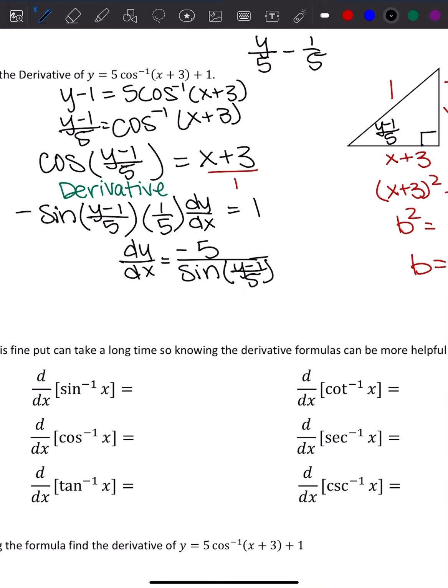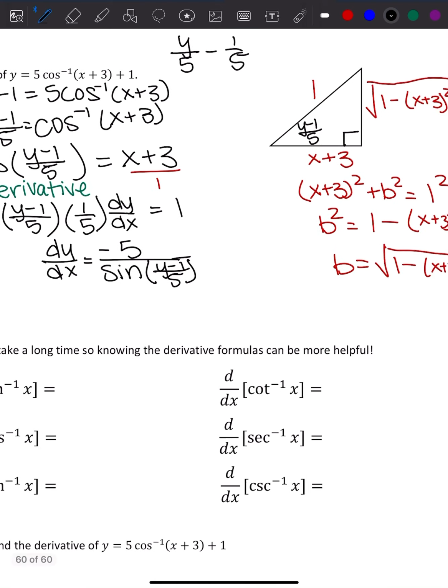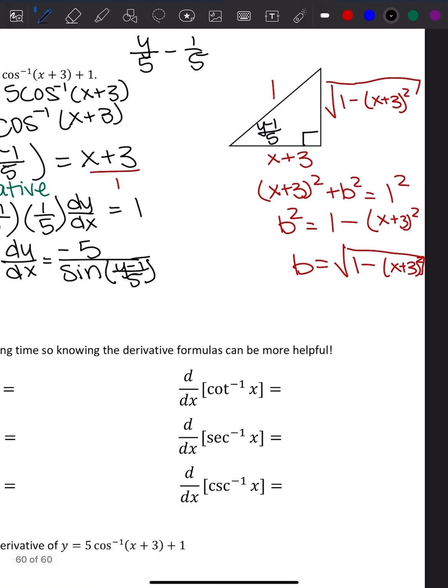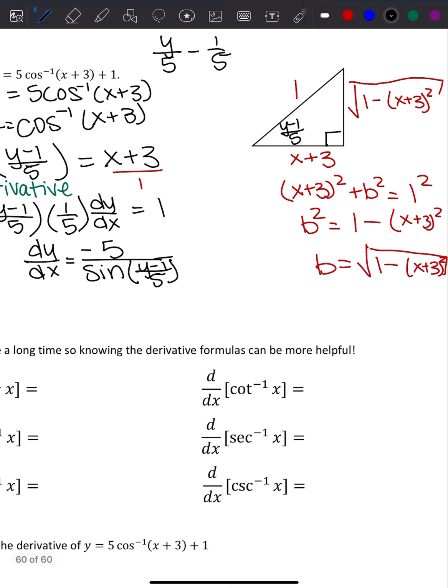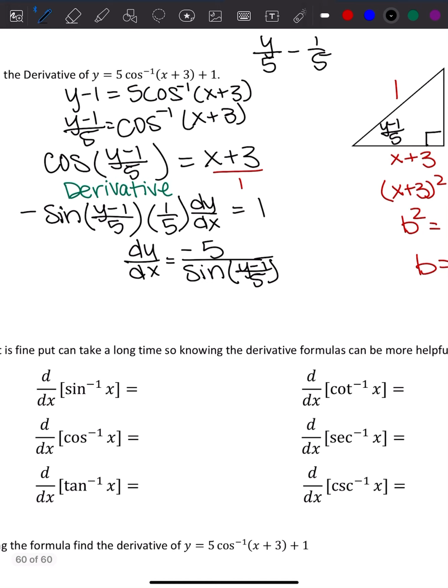Sine is the same thing as opposite over hypotenuse. When it's in the denominator, we just flip it, so it's hypotenuse over opposite. My hypotenuse is 1. My opposite is this lovely business over here. So our derivative is going to be negative 5 divided by the square root of 1 minus (x plus 3) squared altogether.